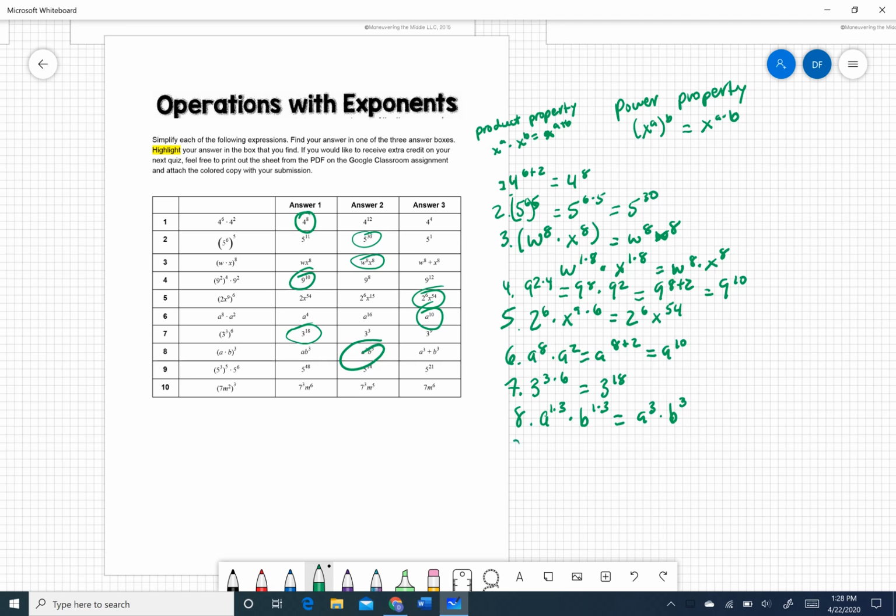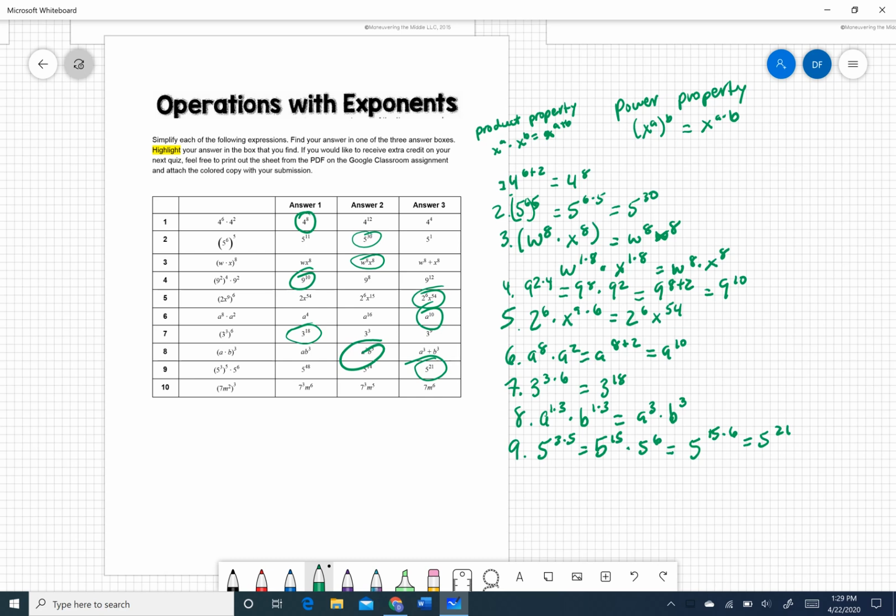All right. Number 9, I have 5 to the 3rd to the 5th times 5 to the 6th. So again, I want to simplify that power of a power first, and then I'm going to use my product property. So for my power of a power, 5 to the 3rd to the 5th, I'm going to multiply those two together to get 5 to the 15th, and then I'm going to multiply by 5 to the 6th. I'm adding those two exponents to get 5 to the 21st. So my answer for 9 is there.